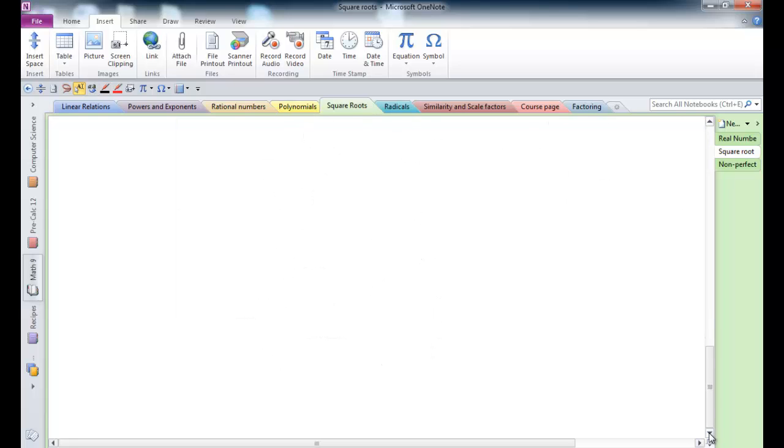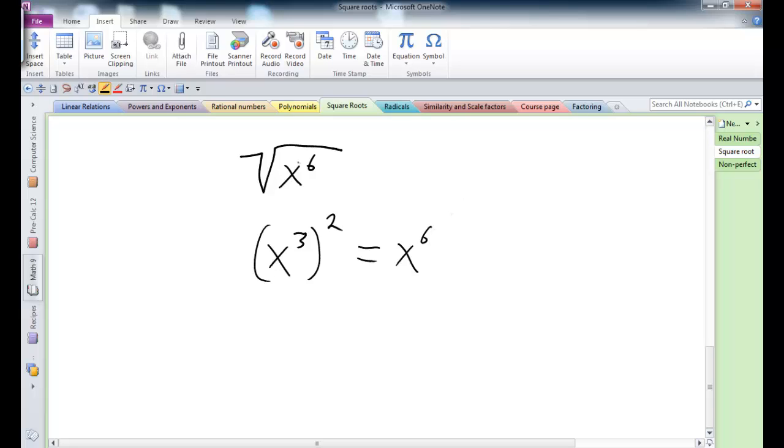Now let's do one that takes a little more thinking. What if we did the square root of x to the 6th? We're looking for a number that when it's squared, it equals x to the 6th. All right? So remember, if I took x cubed and squared that, I would get x to the 6th. So the square root of x to the 6th would be x to the 3.